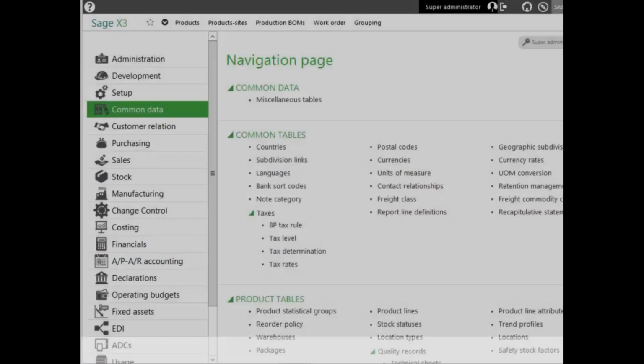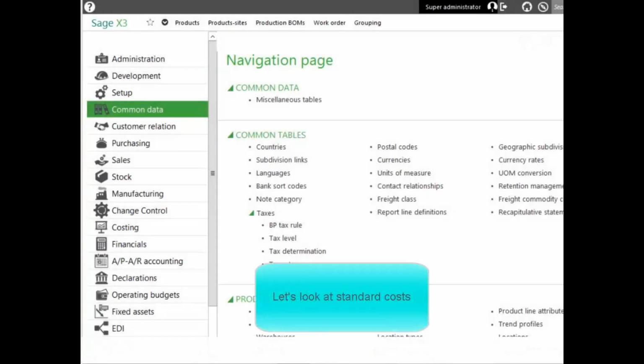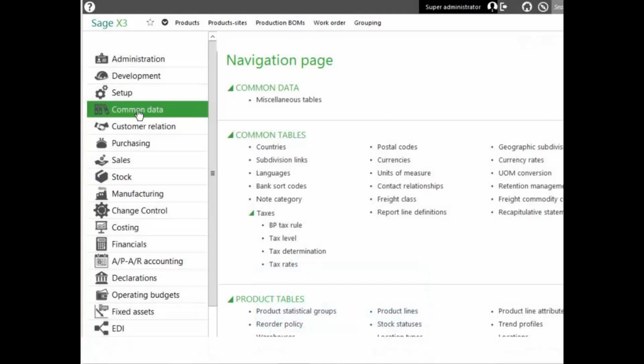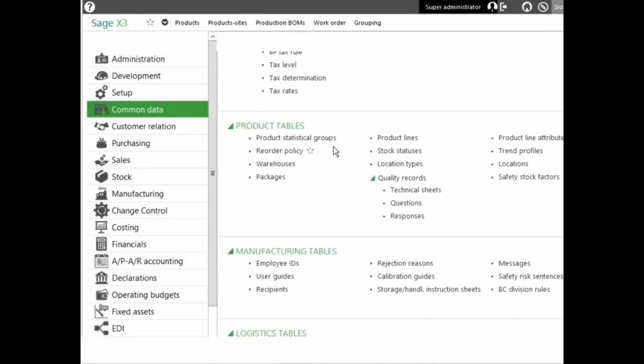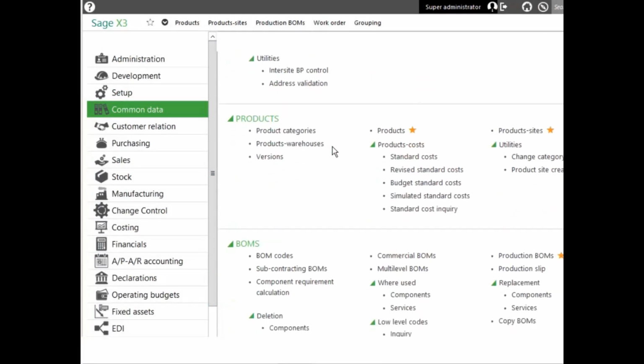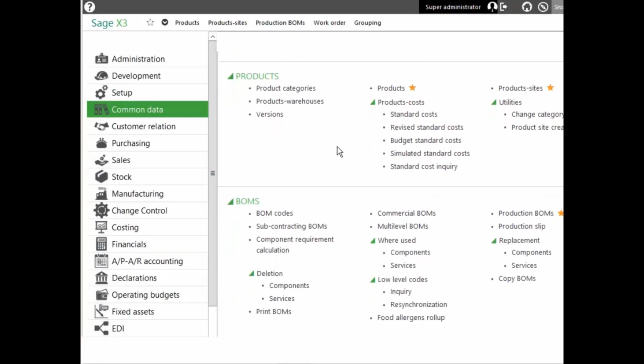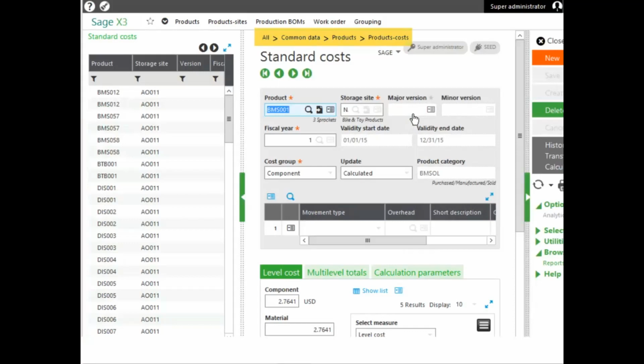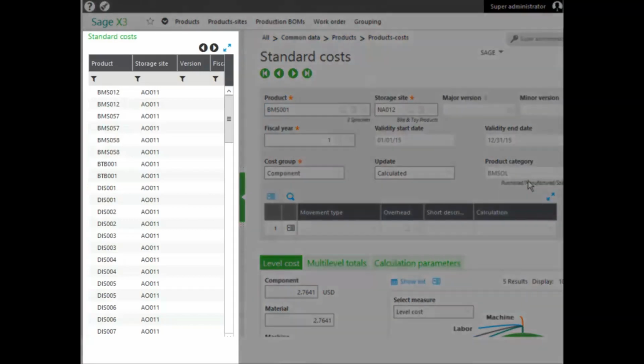Now let's take a look at how the standard costs can be set up in the software. To find standard costs, start in the Common Data module and scroll down to Products, find Product Costs, and click on the Standard Cost function. You can close the right panel to provide more room on the screen. All standard costs can be looked up in the left list by entering the product or the storage site.